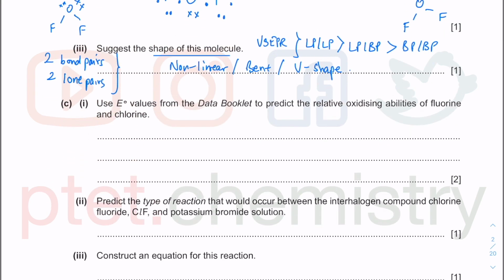This next question, we've got to predict the relative oxidizing abilities of fluorine and chlorine. So this is not about going down the whole of group 17 halogens, but it's just fluorine and chlorine. So we're going to go to the E0 values in the data booklet. In the current 2022 specification, paper 1 all the way to paper 4, well, excluding paper 3, will no longer have the data booklet separate. Instead, it will be inside the question paper itself.